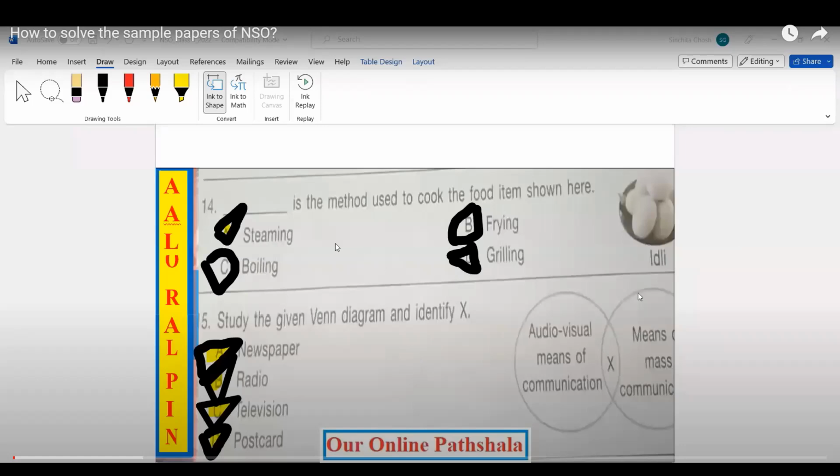Great. We boil the egg when we eat the egg and it's boiled. Very good. Now tell me number 5, Udit. Okay, ma'am. Study the given Venn diagram and identify X.